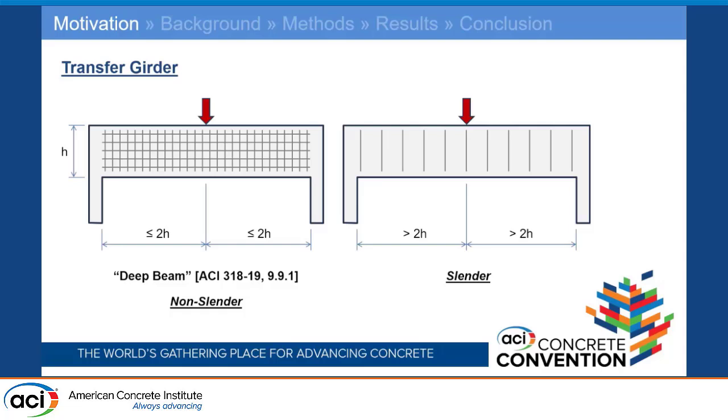Just to illustrate the implications of that: ACI says that a deep beam is anything where the load is closer to the face of the support, anything less than 2 times h. The deep beam would require 0.25% reinforcement in each direction. If you were slightly bigger than that, you wouldn't fall into that category. Most designers then would just design this as a slender beam, and you would only require 0.08% minimum in each direction.